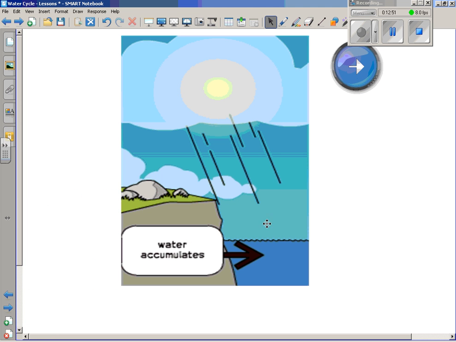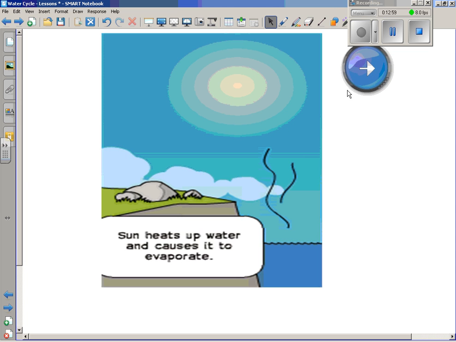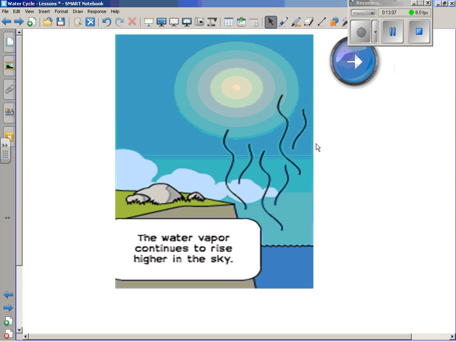Okay, and we know that water accumulates in maybe an ocean or a pond or a river or a lake, and the sun heats up water and causes it to evaporate off of the surface, which was what we just talked about. Now the water vapor continues to rise higher in the sky because vapor we know is a gas and it's able to rise.